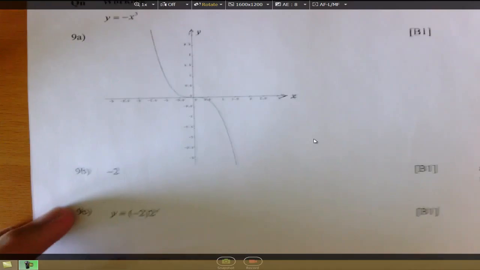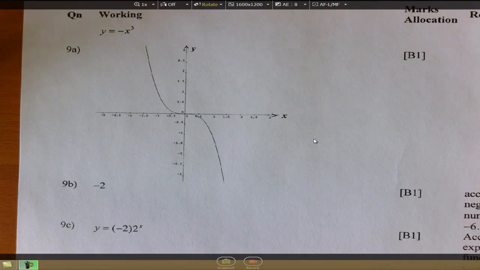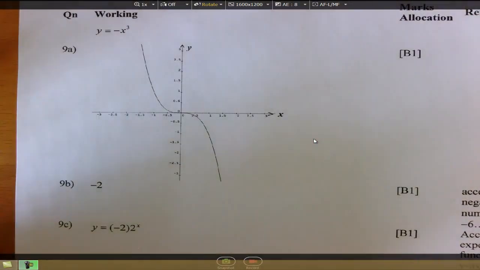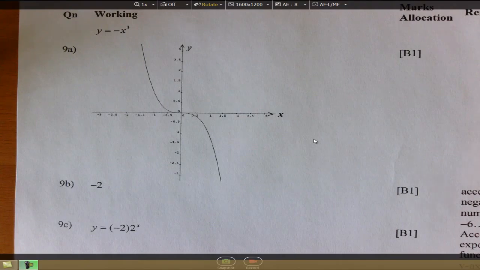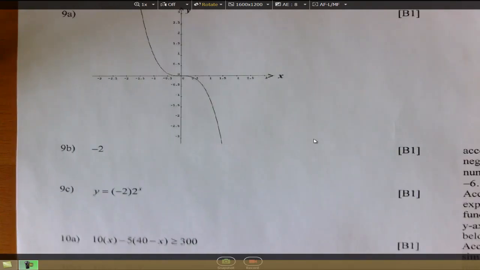Question 9a is like this. As we can see, that is the graph for question 9a. Positive x cube would be like this, negative x cube would be like this. That is for 9a. For 9b, the sketch of the graph of y equals x to the power of n. Write down a possible value of n. This is clearly a 1 over x squared graph, so n in this case will be equal to negative 2. This is basically memorization work.